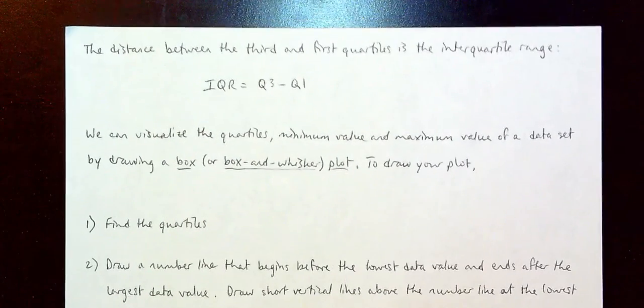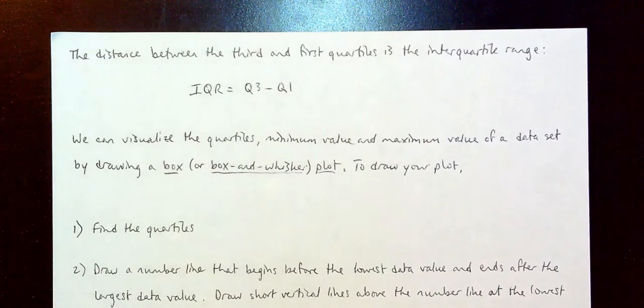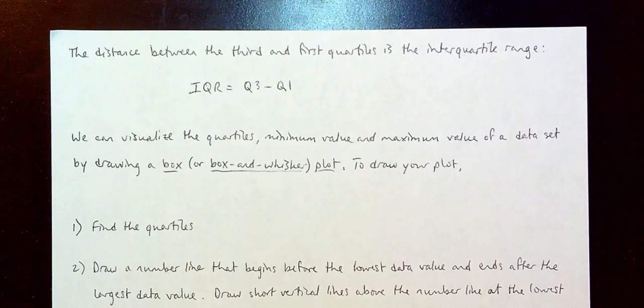And we have something called the interquartile range. We're going to come back to this at the end of this video, and we're going to see where we use that. But the interquartile range is simply the distance between the third and the first quartiles. It's the simple, straightforward calculation of Q3 minus Q1.